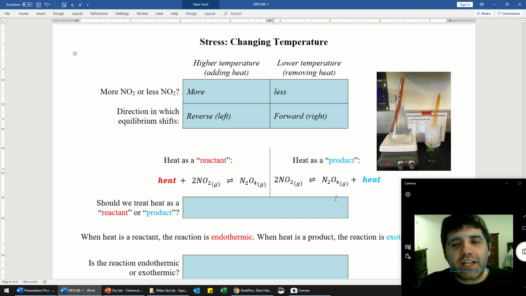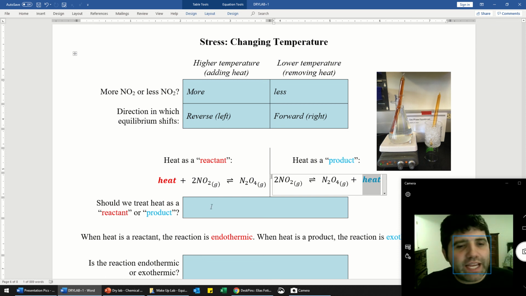If we treat heat like a product, if we add more heat, it's like adding a product, so it's going to get the equilibrium to shift to the reactant side, which is the brown side, and so we see a deeper color forming. If we remove heat, it's like we're removing a product, and so the equilibrium is going to shift to the right to make more of it.